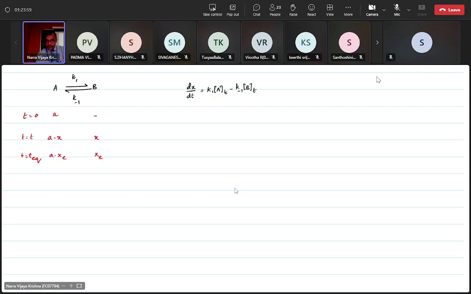Now, dx by dt equal to K1 into At can be written as A minus x, Bt can be written as x. Right? Any questions in it?